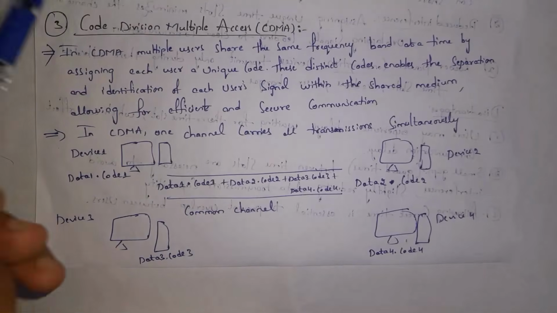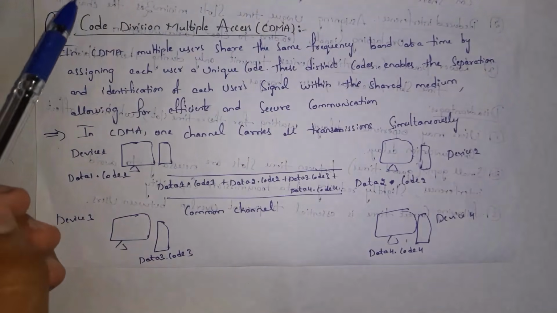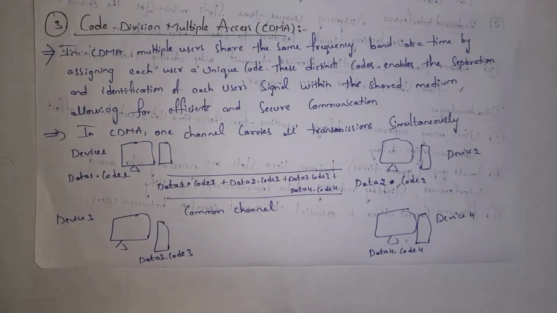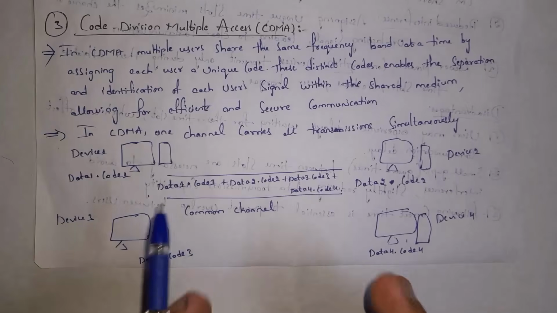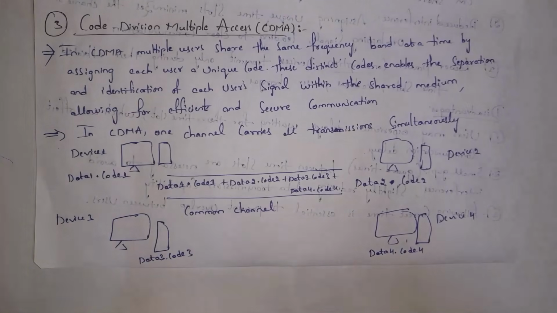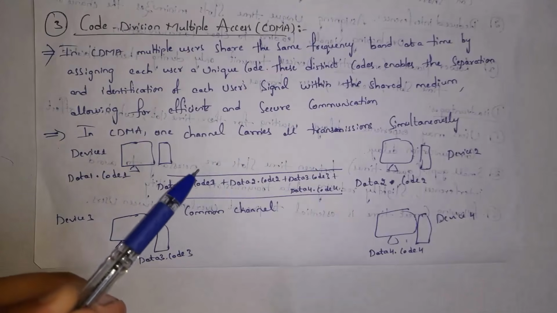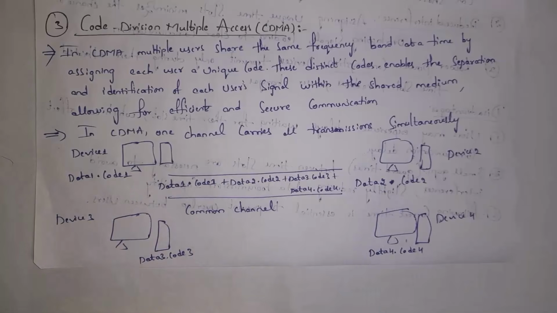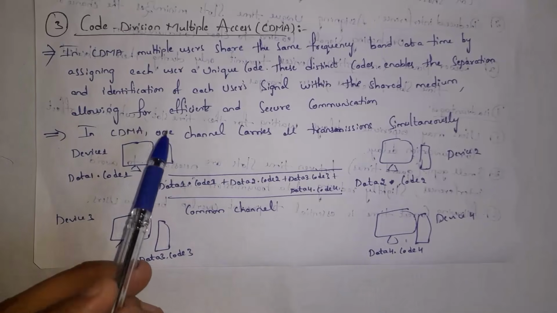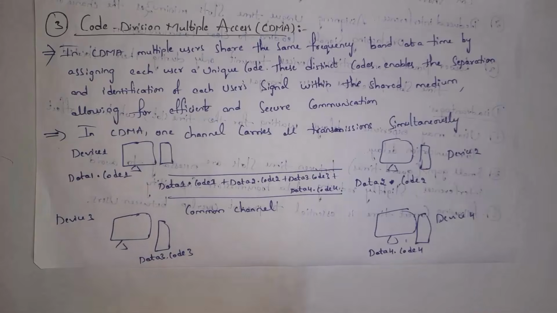And the last one is code division multiple access. The name itself says code division. Guys, in code division multiple access, all devices will send data at the same time. Even though all devices send data at the same time, there will not be any collision because along with data, each user will add a separate code. Based on this code, data will be transferred to the correct receiver. So in CDMA, one channel carries all transmissions simultaneously. Simultaneously means all devices can send data at the same time. This is all about CDMA, that is code division multiple access.